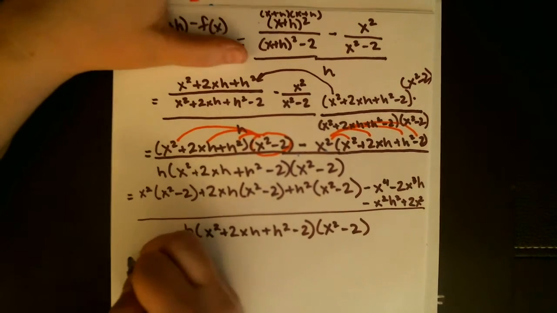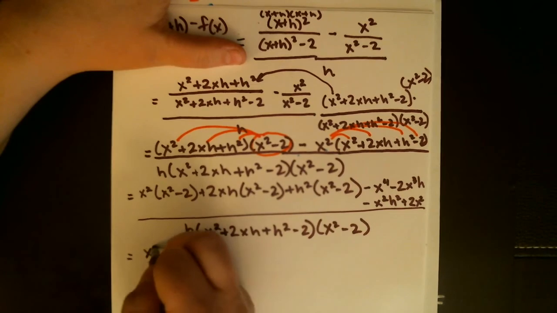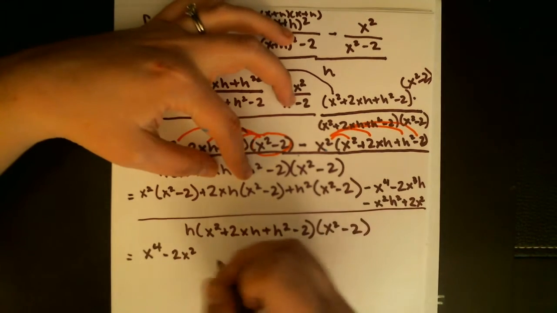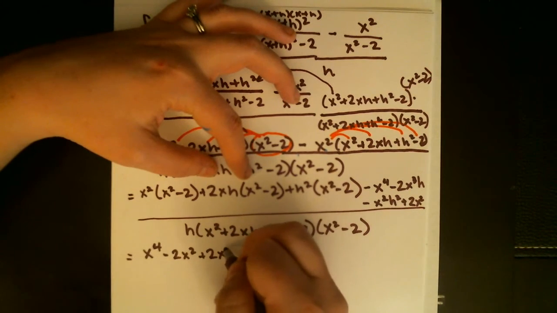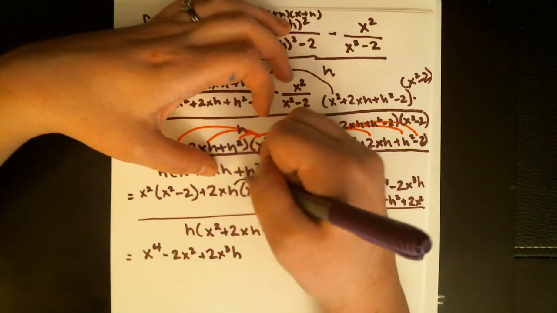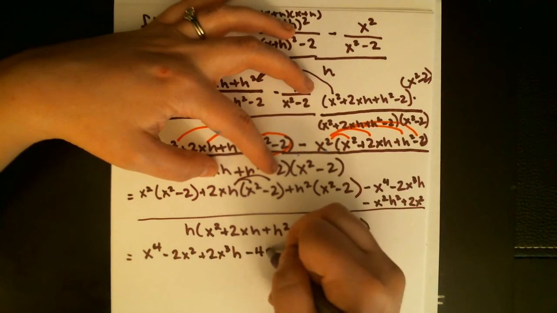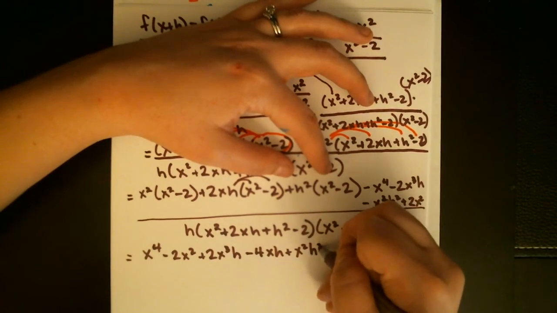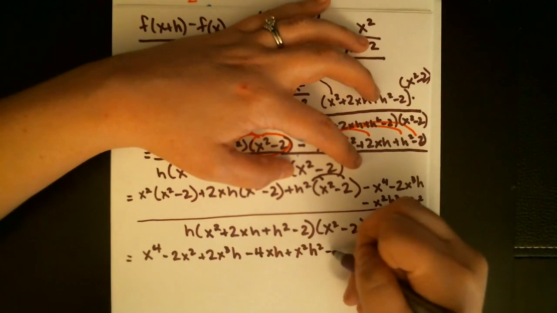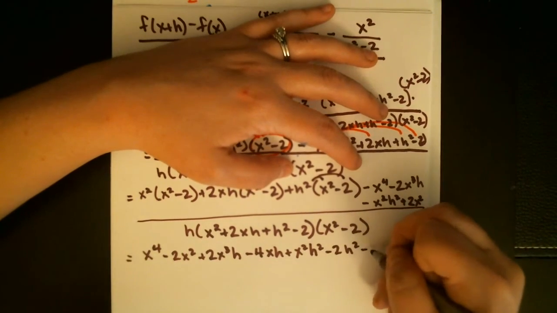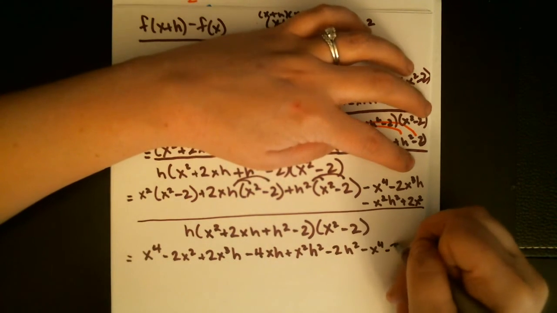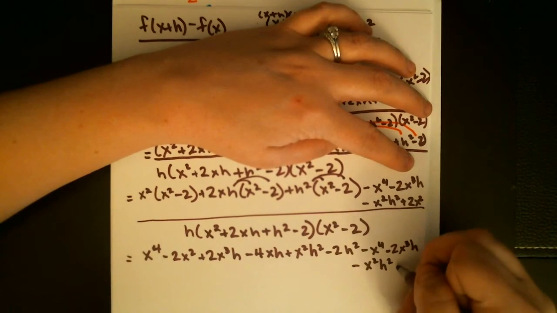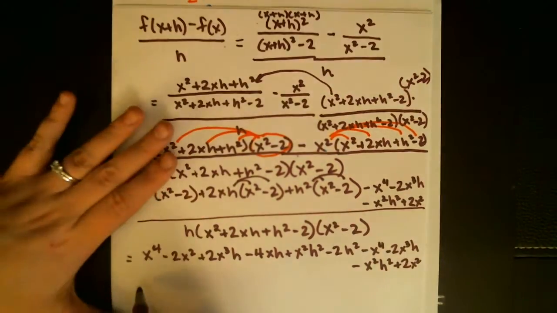Okay, I'm going to finish my distribute. So I get an x to the fourth minus a 2x squared plus a 2x cubed h, so distributing right here, minus 4xh plus x squared h squared minus 2h squared minus x to the fourth minus 2x cubed h minus x squared h squared plus 2x squared. Okay, now it'll start to shrink.